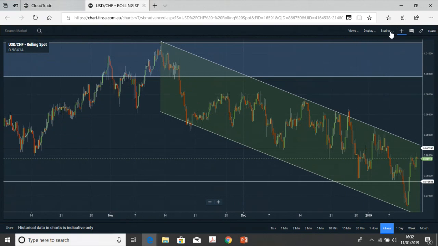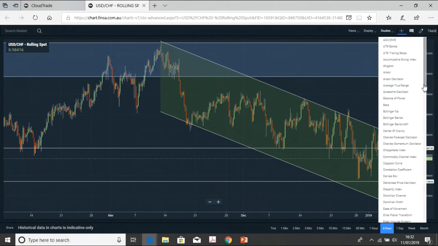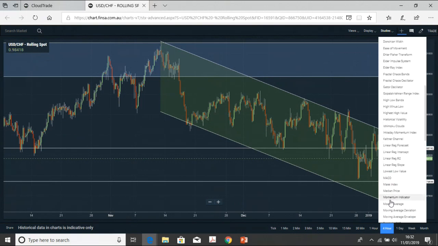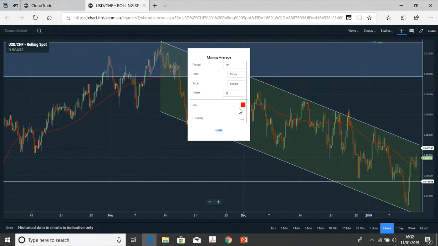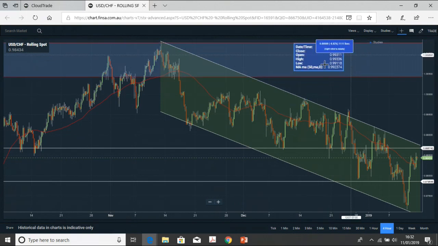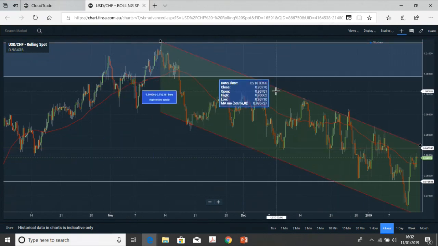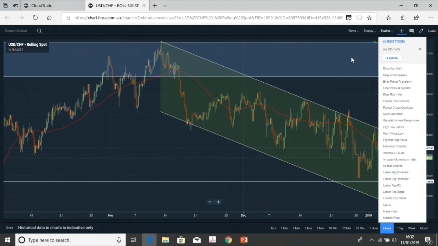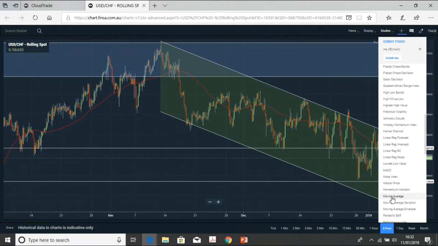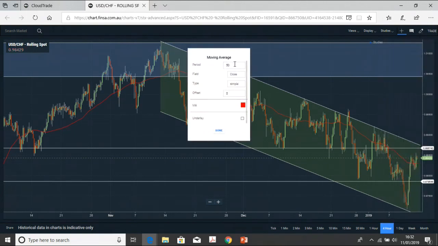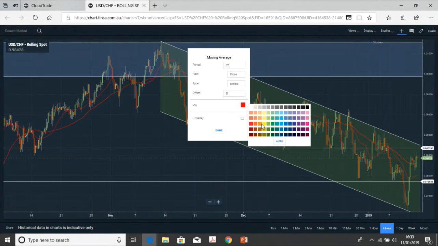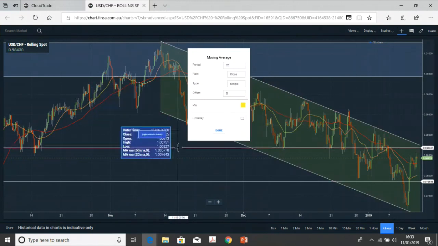If I say add studies, moving average, 50, done. The first one, the period for the moving average is 50, and that 50 is called the lagging moving average. It reacts slower to price, it's heavier. And I go again and select 20. This is the leading moving average, and it's faster than price. So put that in, change the color so I can differentiate.